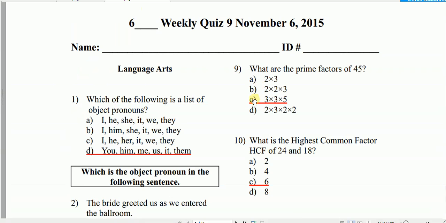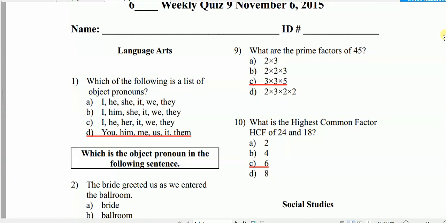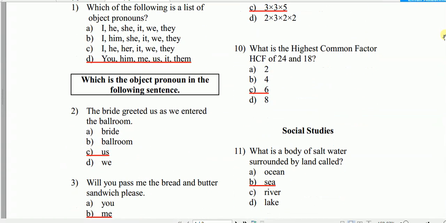And looking at number 9, here we have it at C, 3 times 3 times 5. It says now for number 10, what is the highest common factor of 24 and 18?